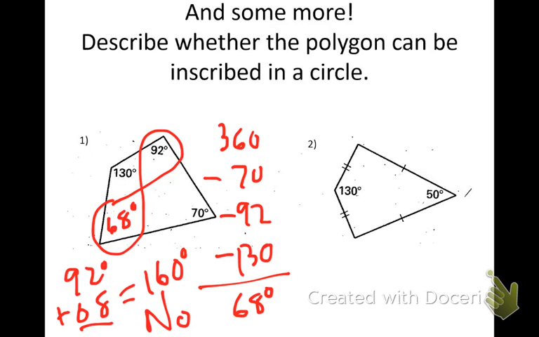All right, number 2. It looks like a kite, right? We have a kite. So what do we do here? What do we know about these two angles, this angle and this angle, in a kite? They're congruent. So how can I figure out what their measure is?